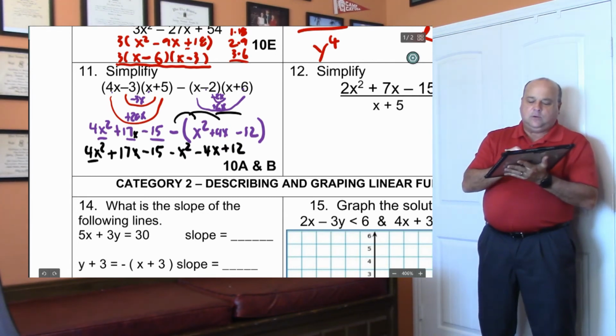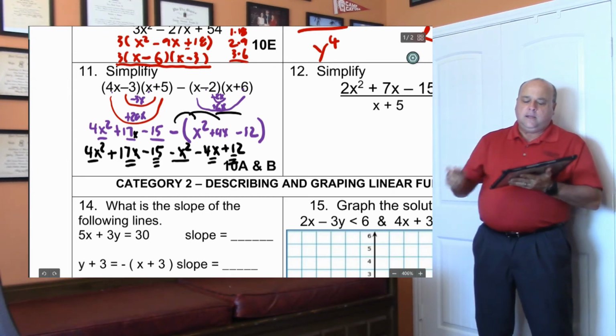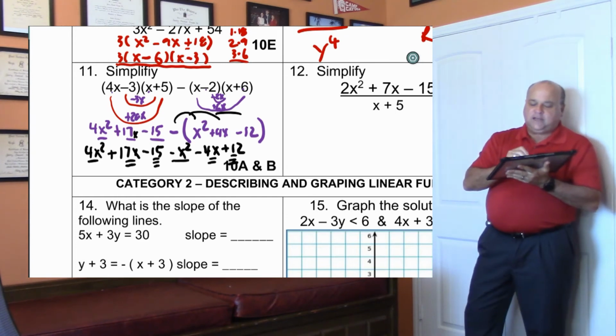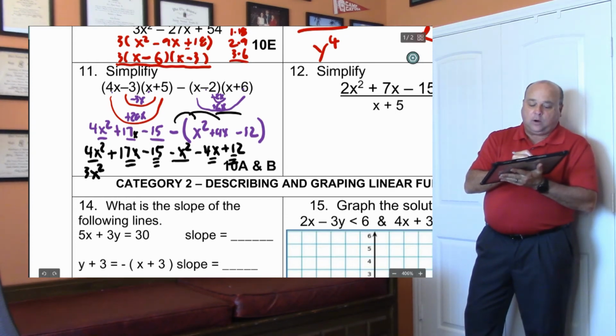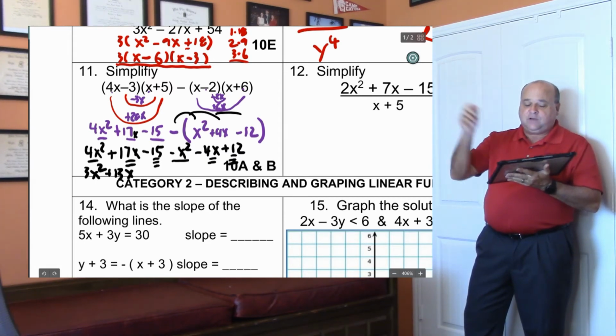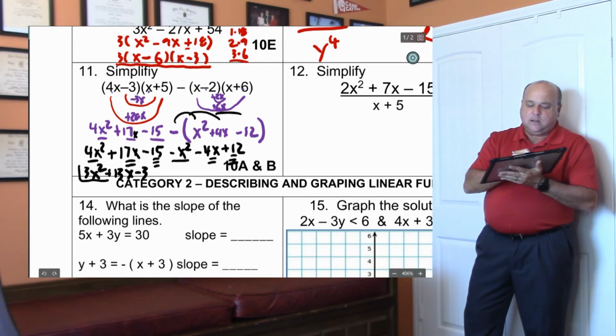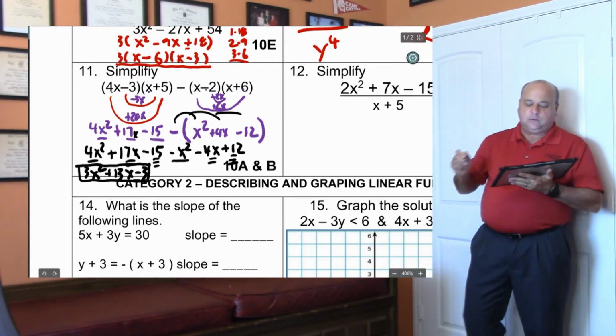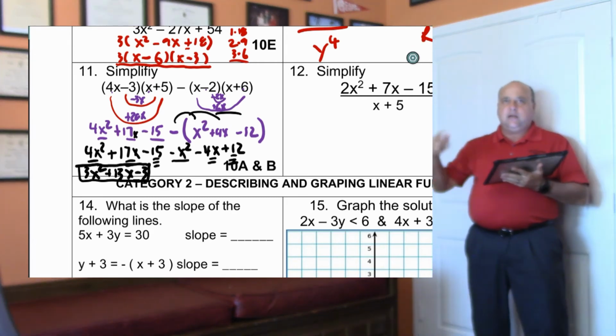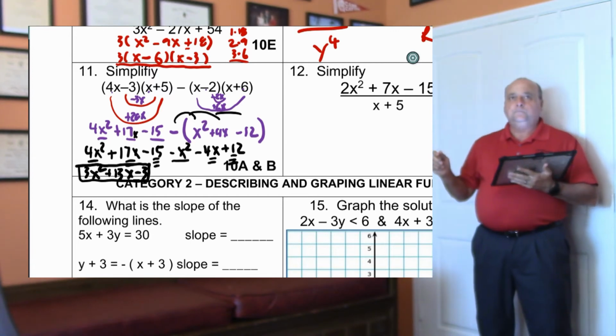Now then I'm going to single underline, double underline, and triple underline. I'm going to group up. So 4x squared minus x squared, this is a lot of work, is 3x squared. 17x minus 14x, 4x is a plus 13x. Negative 15 plus 12 is a minus 3. This right here would be my answer, okay? 3x squared plus 13x minus 3.